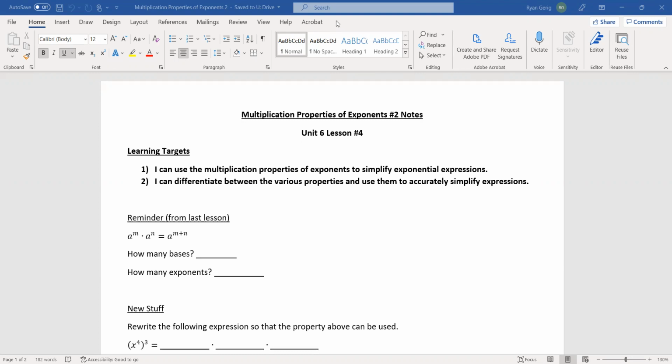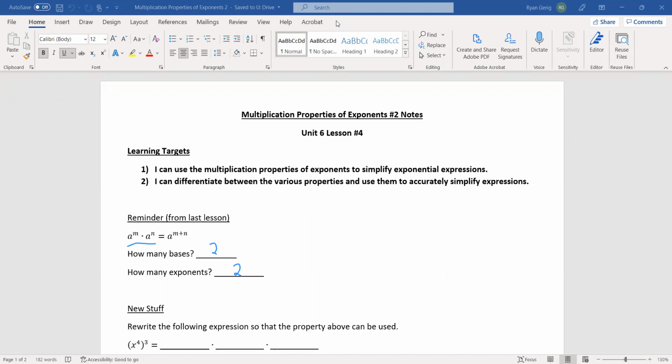Well, let's start with what we learned last lesson. Just a reminder: we had a to the m times a to the n, and we added the exponents. How many bases did we see in the beginning? There were 2 bases and 2 exponents. This is a little trick that we can use to help differentiate. So there were 2 bases, each of those bases had an exponent, and that was a clue to add the exponents.